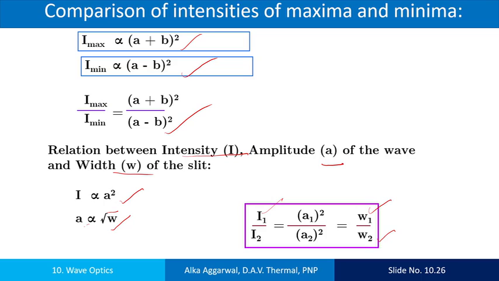So the path difference for the bright fringe is n lambda. For the dark fringe, path difference is 2n plus 1 lambda by 2. Phase difference is equal to 2n pi for the bright fringe, and it is 2n plus 1 pi for the dark fringe, for the destructive interference.